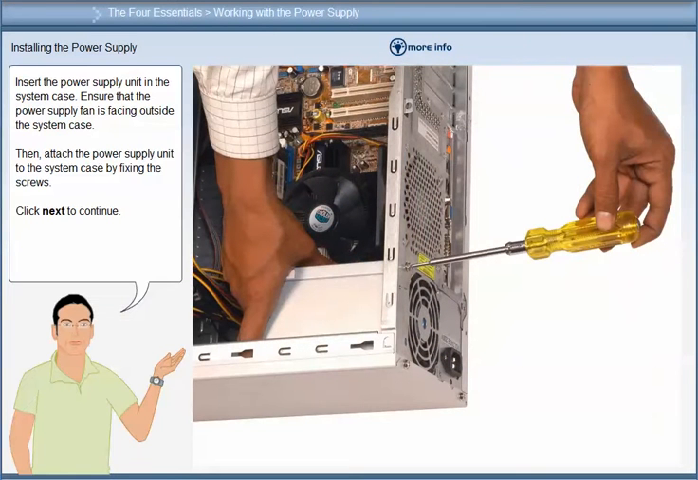Insert the power supply unit in the system case. Ensure that the power supply fan is facing outside the system case. Then, attach the power supply unit to the system case by fixing the screws.